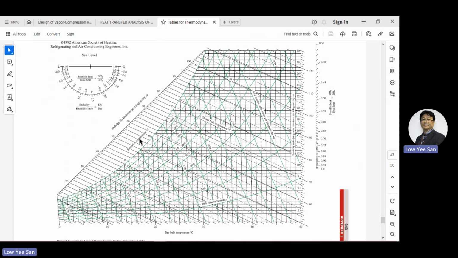Saturation temperature. This is the dew point temperature. I get a lot of information from this psychrometric chart. Volume in cubic meter, this is specific volume. Relative humidity.